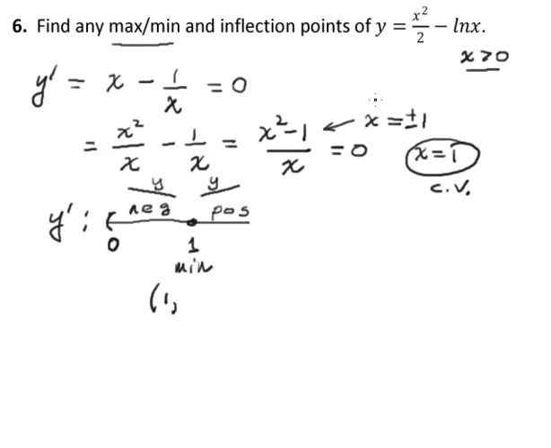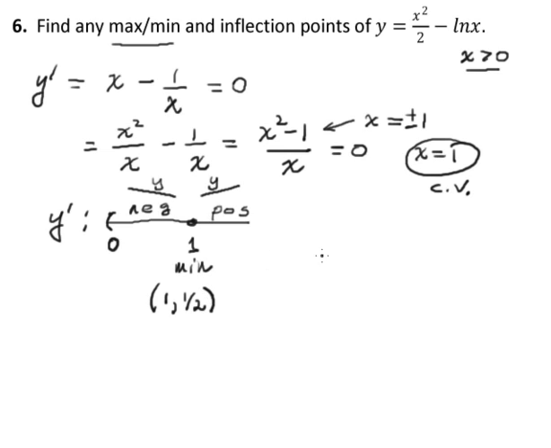Substitute in 1, and we have 1/2 minus the log of 1. The log of 1 is 0, so that would be 1/2. So we have a minimum at 1 comma 1/2.